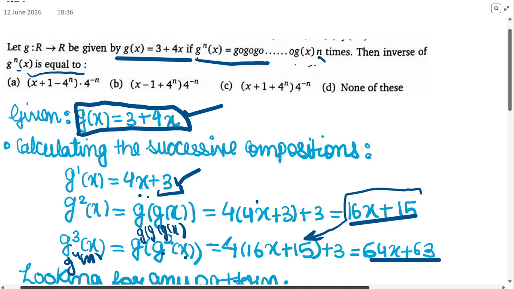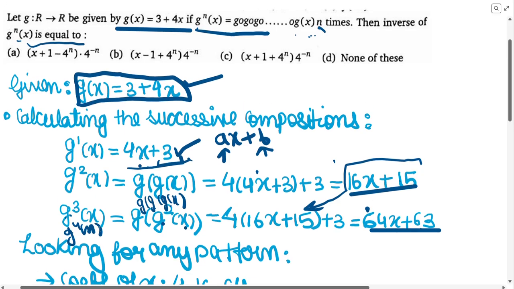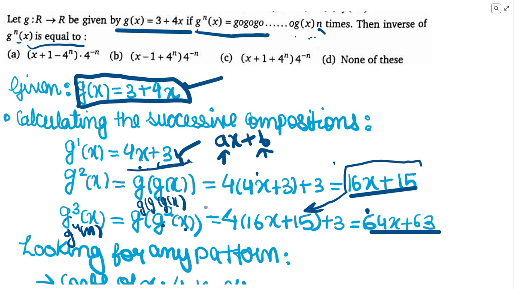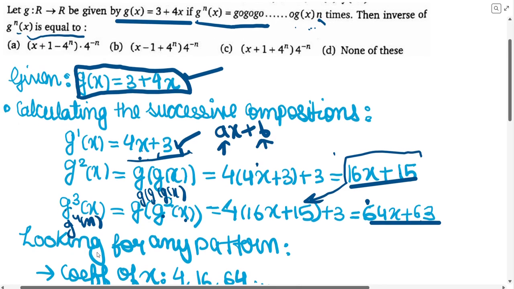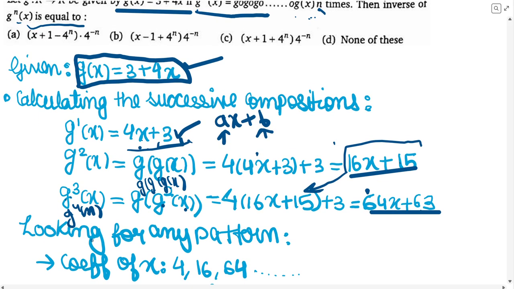You can calculate more terms, G^4(x) also, but after 3 terms we can see a certain pattern. So now we have 4x + 3, 16x + 15, 64x + 63. We see that this is divided into two parts, in the format ax + b, where a is the coefficient of x and b is the constant term, and they are all varying in a certain way. Even if they are not varying in a certain pattern, we'll solve it in a different way, but let's just look for it to make our life simpler.